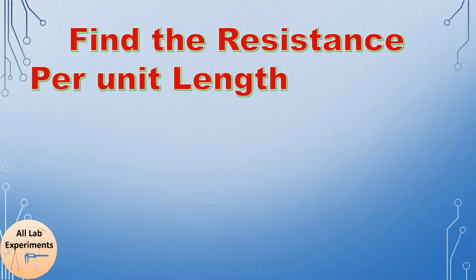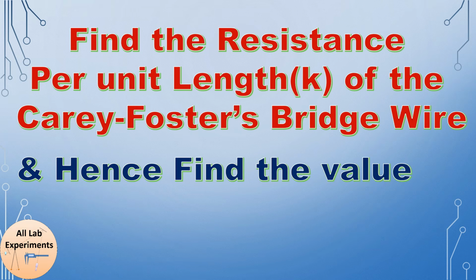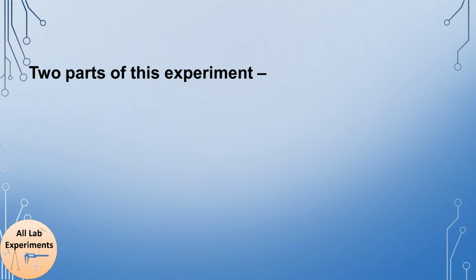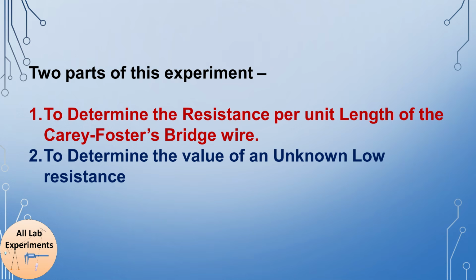Hello friends, today we are going to find out the resistance per unit length of the Carey-Foster Bridge wire, and we will also find out the value of an unknown low resistance using the same Carey-Foster bridge. From the name of the experiment, we can interpret that there are two parts of this experiment. In the first part, we are going to determine the resistance per unit length of the Carey-Foster bridge, and in the second part we are going to determine the value of unknown low resistance.